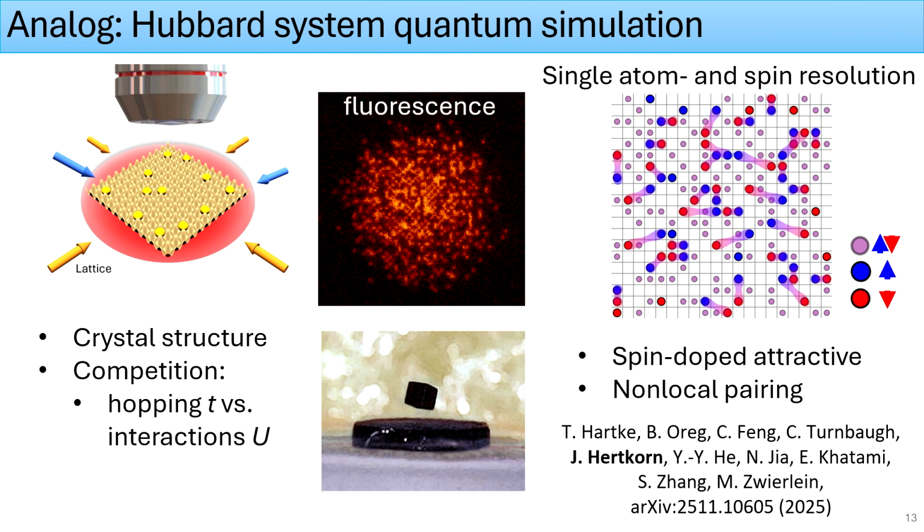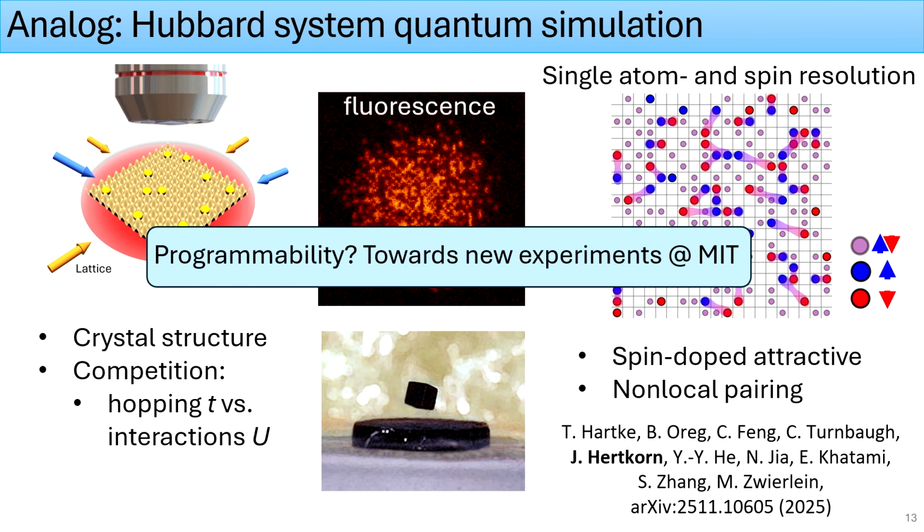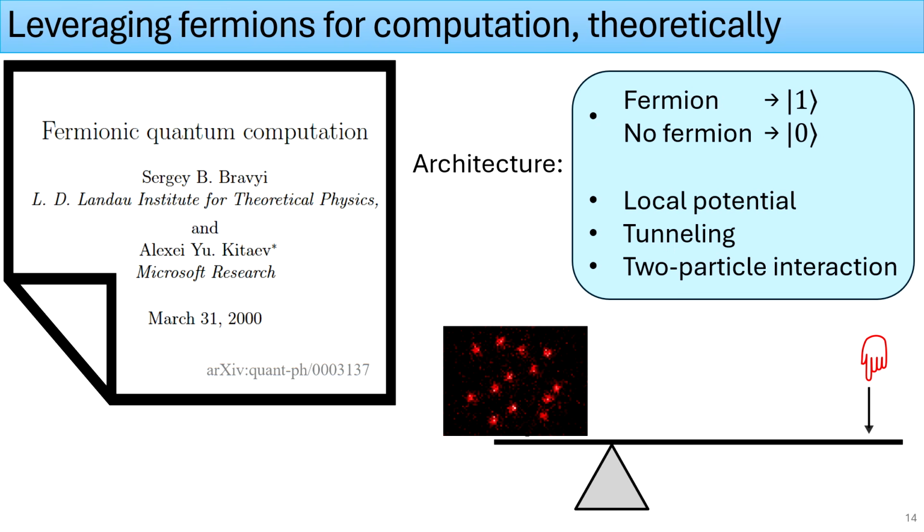I won't go into more details on this particular system, but I just want to highlight this is an analog way of doing quantum simulation of a complicated quantum system. But there's also a digital way you could think of. And this is what I'm building at MIT. So the idea was proposed a few years back by Kitaev and Bravyi. It's called fermionic quantum computation.